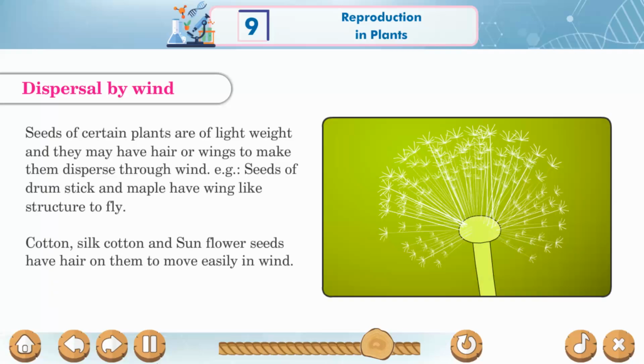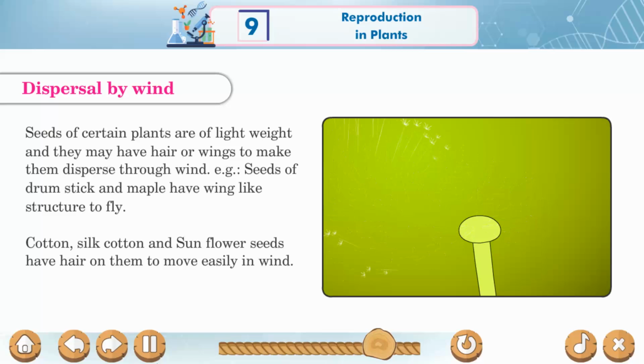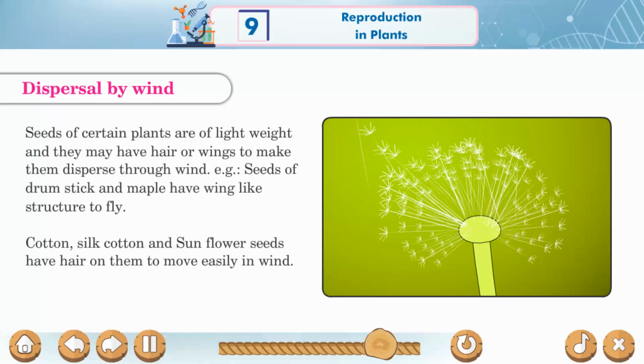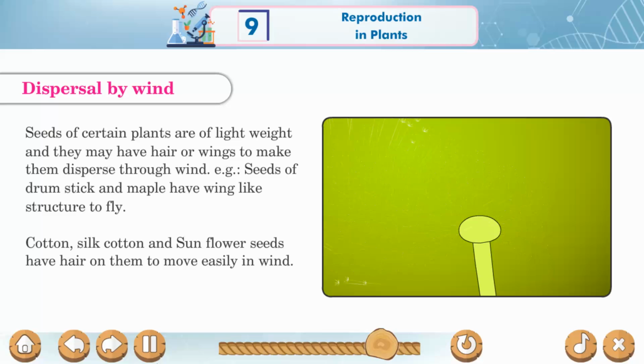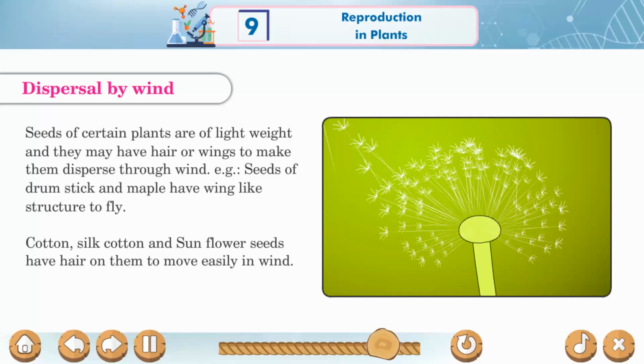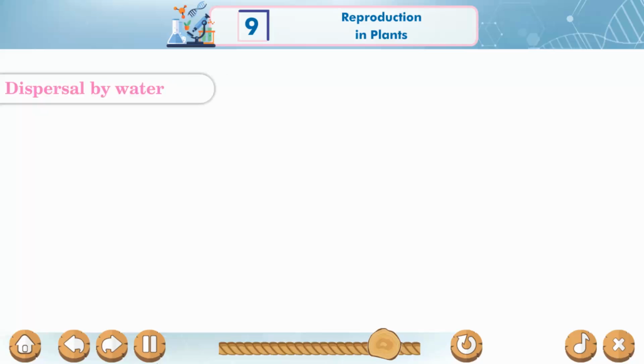Dispersal by wind. Seeds of certain plants are of light weight and they may have hair or wings to make them disperse through wind. For example, seeds of drumstick and maple have wing-like structures to fly. Cotton, silk cotton and sunflower seeds have hair on them to move easily in wind.